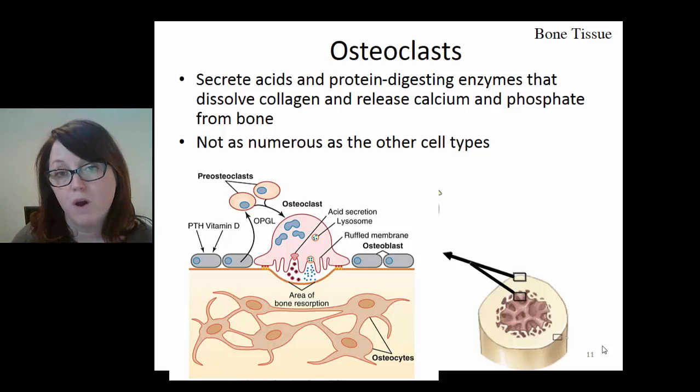And these osteoclasts are really important during bone growth and bone repair. And they're not nearly as numerous as the other bone cell types. But like the osteoblasts and osteoprogenitor cells, they are also found in the membranes of bone.